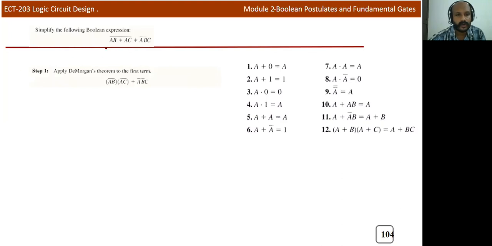Now first you can see that you can apply De Morgan's theorem. For example, if (x plus y) the whole bar can be written as x bar into y bar. So based on that, here in place of x it is ab, in place of y it is ac. So you can simply write (ab) the whole bar and (ac) the whole bar plus a bar b bar c. Okay, it's already a bar b bar.